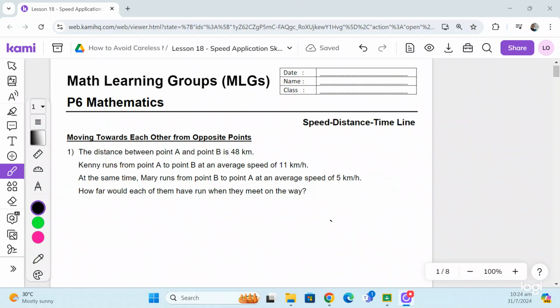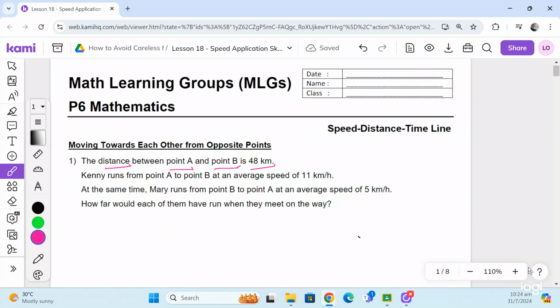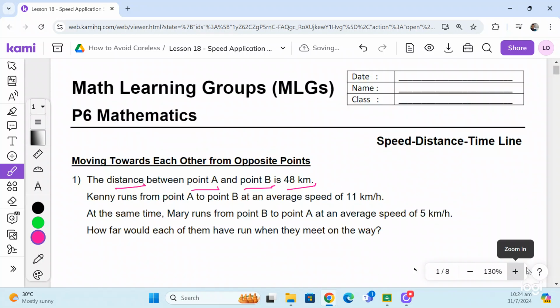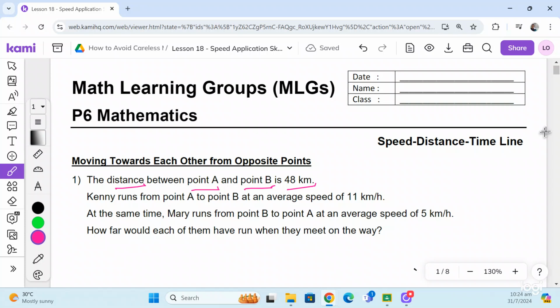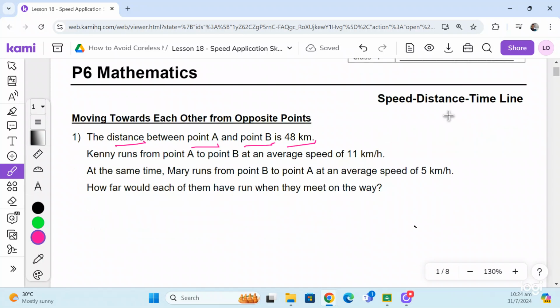So if you look at this question, which I will show you now, the distance between point A and point B is 48 kilometers. Right, so I'm going to highlight. When you read your question, you highlight the keywords. Right, the distance between the 2 points is 48 kilometers. And what's going to happen is this: Kenny runs from A to B, right, at a speed of 11 kilometers per hour. So there's one person running from A to B, and his speed is 11 km per hour.